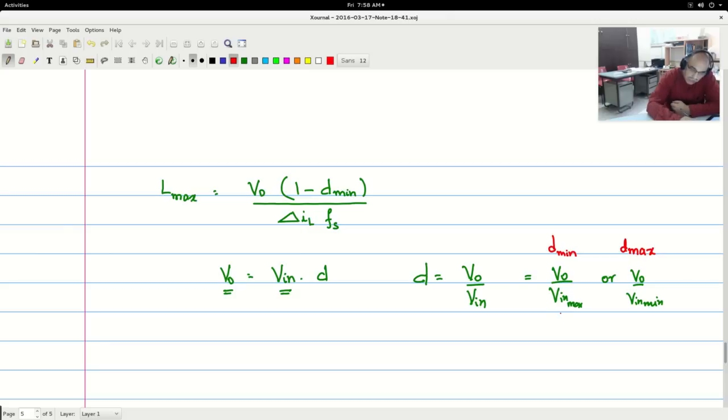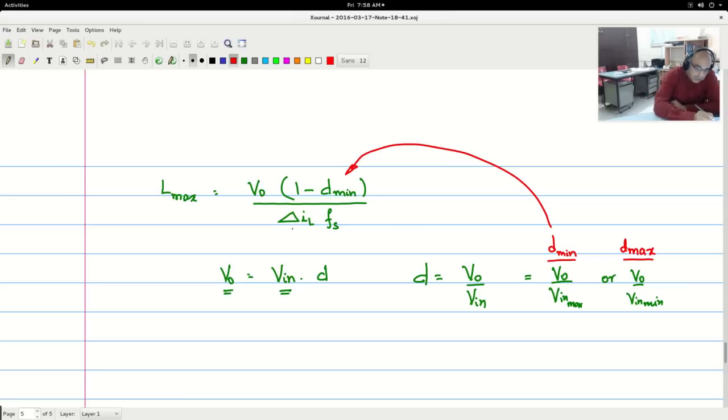So this is how we calculate. V in max and V in min are found from the input tolerance spec. So you can find D min and D max and then use this D min value here to find out the value of L. So if it works for the minimum duty cycle, it will also work for any other duty cycles. The value of L will be large enough to take care of any other duty cycles.